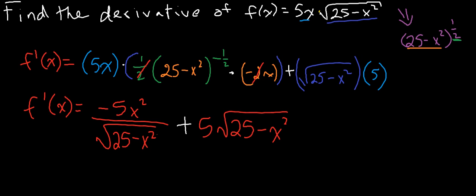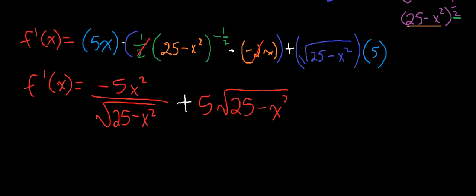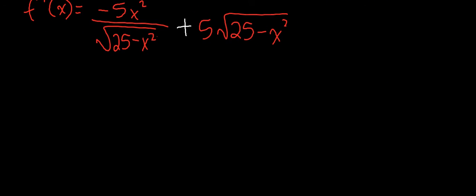Now, if this were a free response question, you wouldn't have to worry about simplifying, and so you could leave this as is. But I want to see if we can simplify this a little bit further. Well, to continue simplifying this, I'm going to see if we can get a common denominator. So I'm going to multiply the top and the bottom by the square root of 25 minus x squared over the square root of 25 minus x squared. And we'll see what that simplifies to.